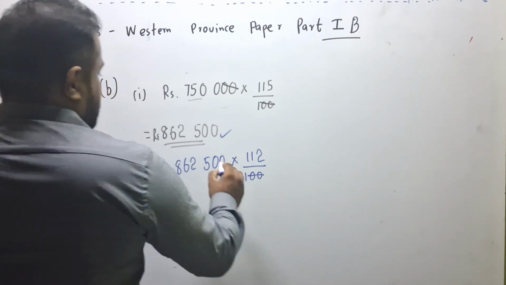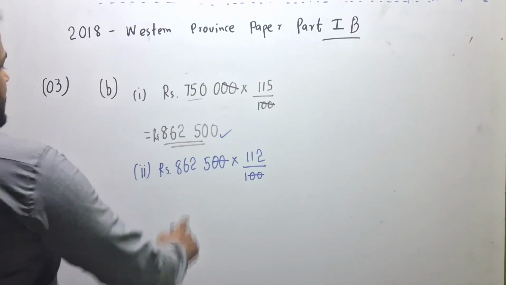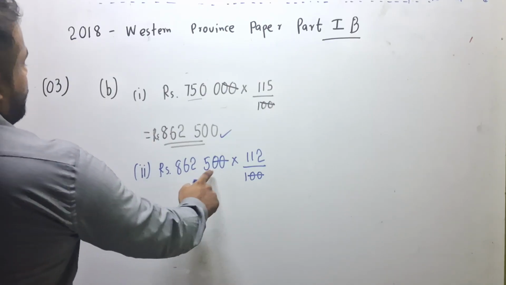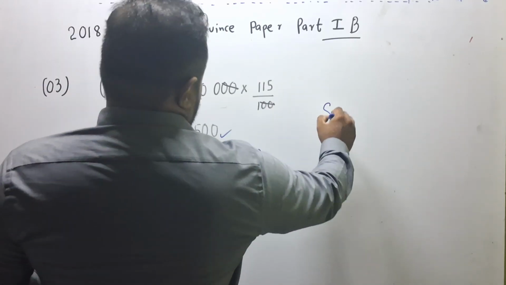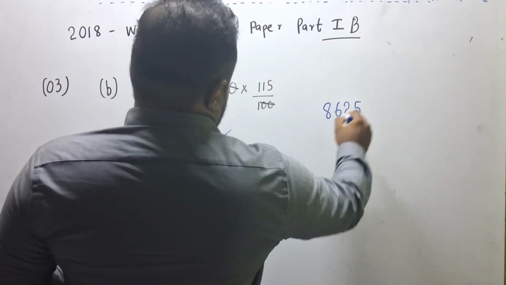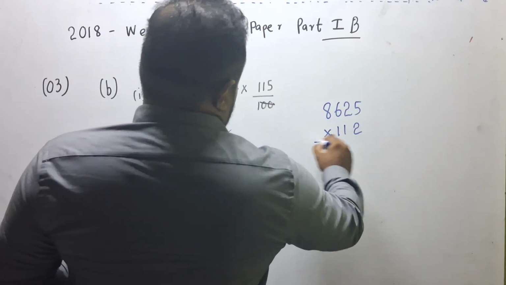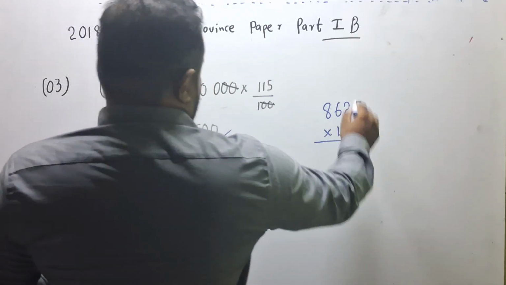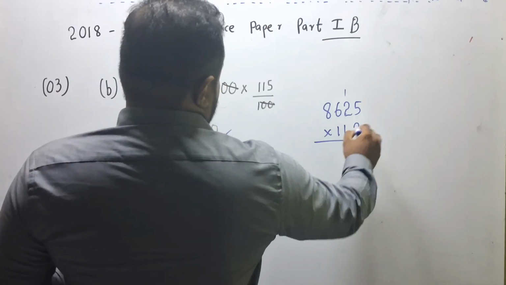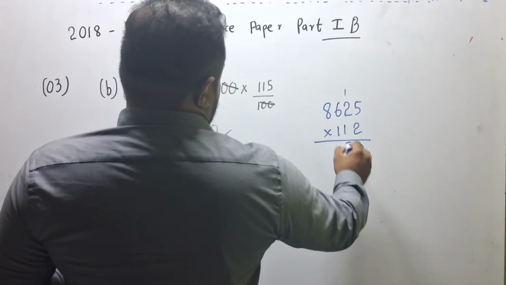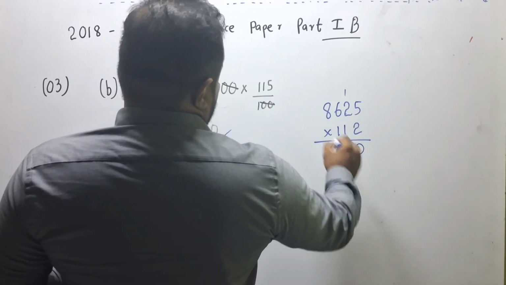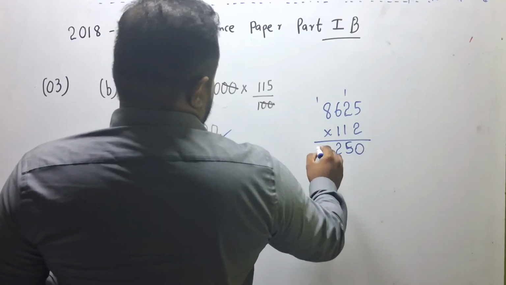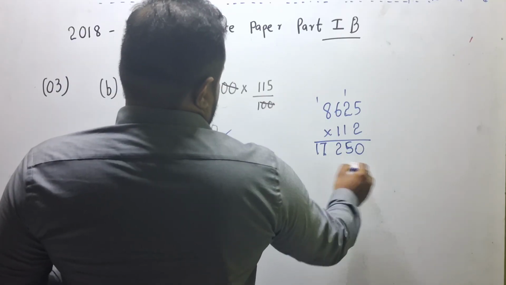Easy to solve. Cut 2 zeros with 2 zeros and multiply 8,625 by 112. 5 times 2, 10, 1 remaining. 2 times 2, 4, plus 1, 5. 6 times 2, 12, 1 remaining. 8 times 2, 16, plus 1, 17. Put a 0.